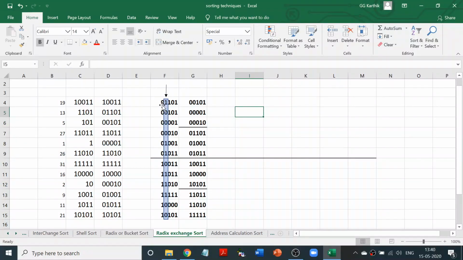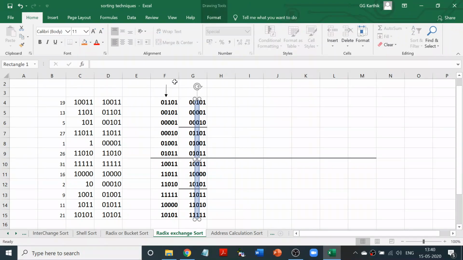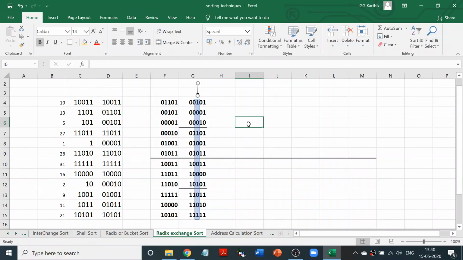So what we should do now is consider the third digit. This is the third digit here. That is one thing I should do. The second thing I should do is divide it into two columns. You can virtually imagine that it is divided into two. So top zeros will go, ones will come in the bottom. That is the idea here, right?